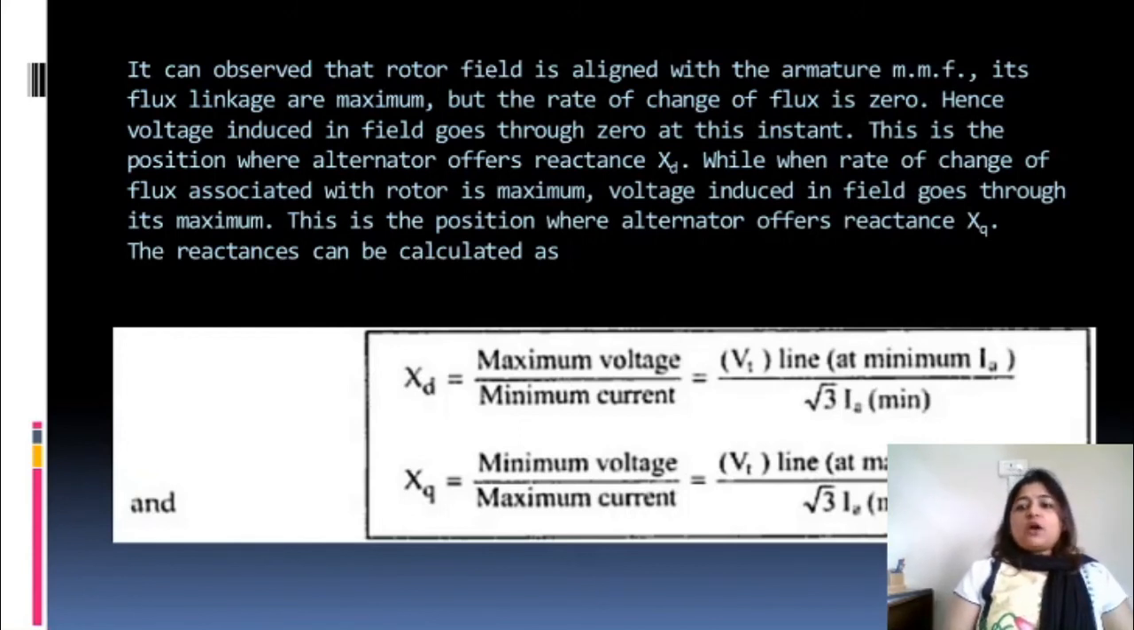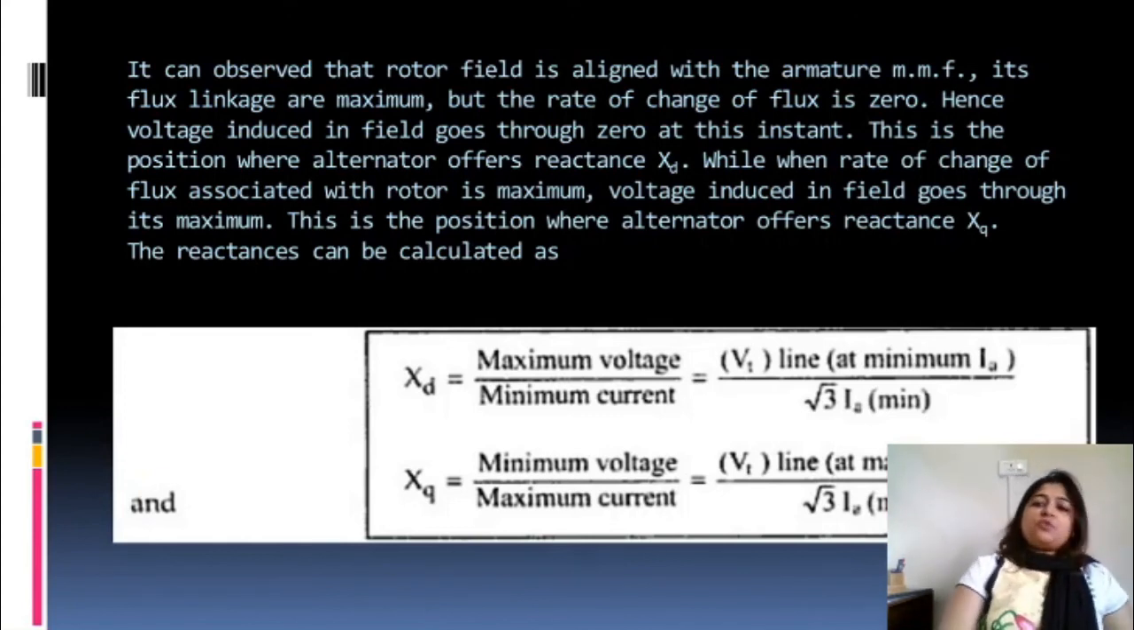While when we talk about the position where the rate of change of flux associated with the rotor is maximum, there the voltage induced in the field goes through its maximum. The position where you are getting maximum voltage induced in the field circuit is along the quadrature axis, and the reactance offered by the alternator at that time is called XQ, that is the quadrature axis synchronous reactance.